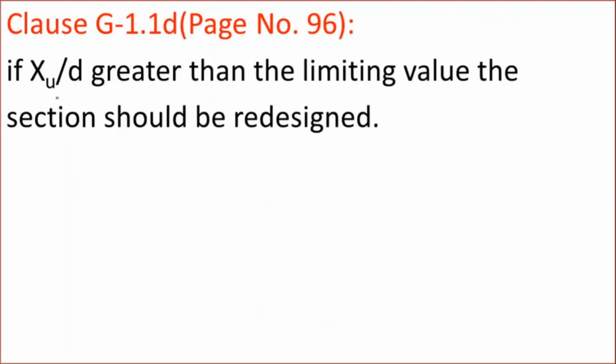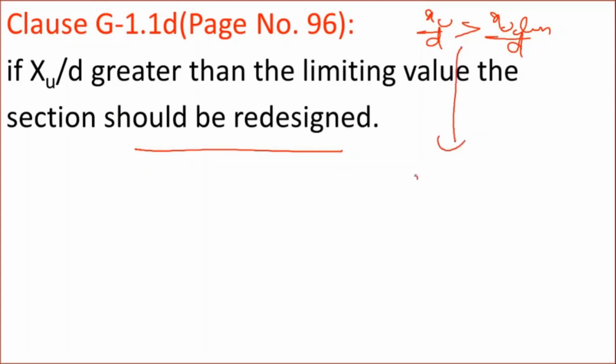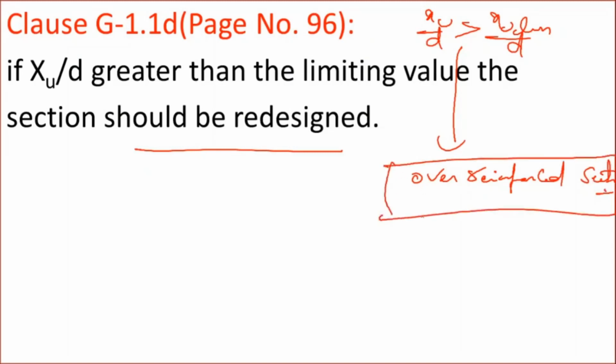Then if Xu/d is greater than the limiting value, Xu limit/d, then the section should be redesigned. Why should the section be redesigned? Because in this condition, the section becomes an over reinforced section. And you have to understand that in the limit state method, over reinforced sections are not allowed because they will show brittle failure. So we have to design either an under reinforced section or a balanced section.